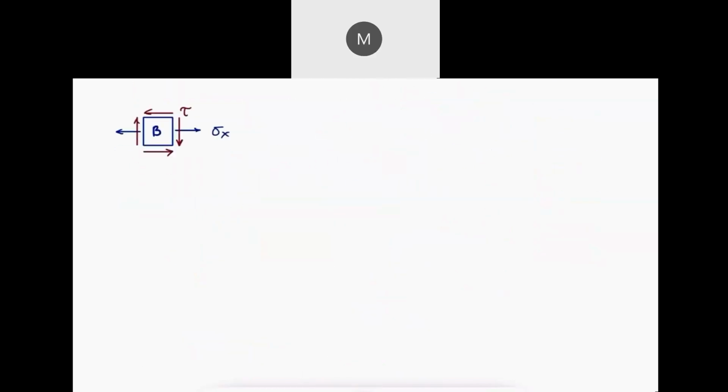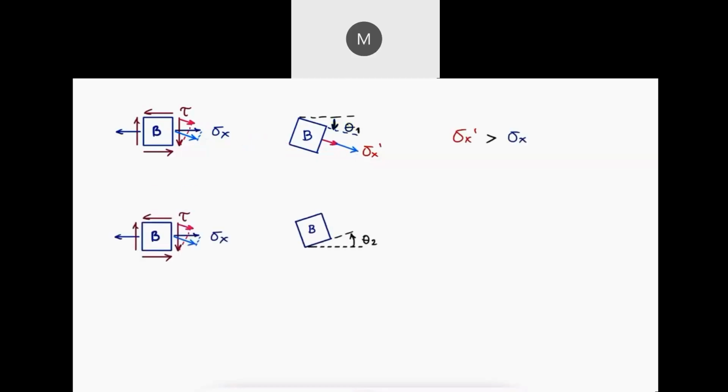For example, if we look at a rotated stress element at location B by a certain angle theta, the resulting normal stress, which can be calculated by adding all the components of tau xy and sigma x in the direction perpendicular to that face, is higher than the original normal stress sigma x. And for another value of theta, even though the resulting normal stress sigma x prime is lower than the original sigma x, tau x prime y prime, the resulting shearing stress for that second angle of rotation, would be larger than the original tau xy.